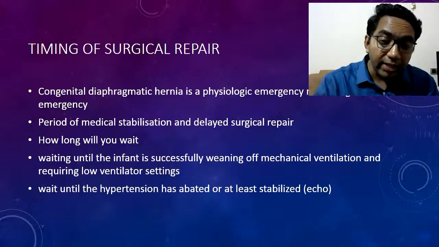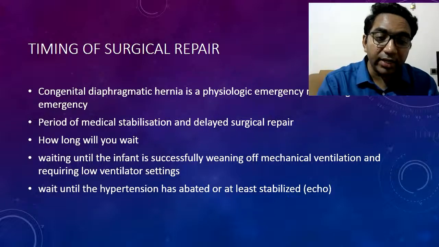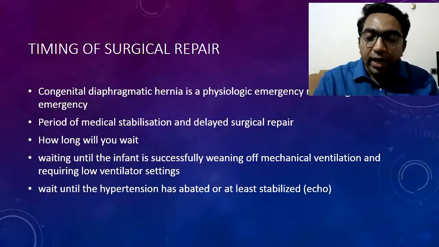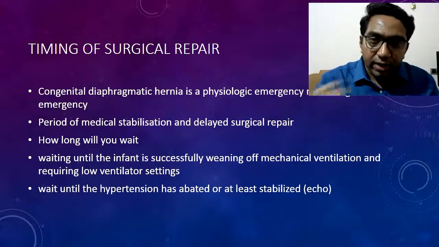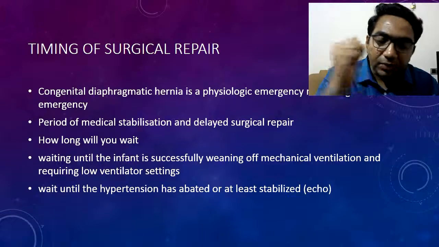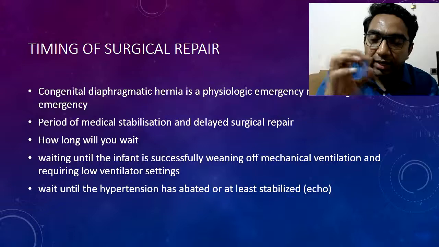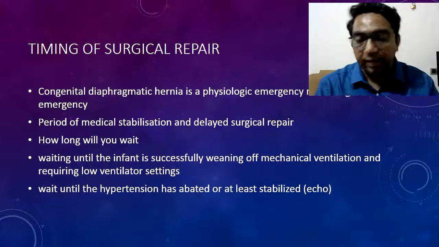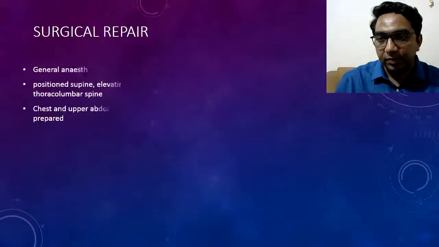Or another option is to wait until the pulmonary hypertension can be abated or at least stabilized. This we can identify using echocardiography, looking for the pulmonary artery caliber and the thickness and cross-sectional area of the pulmonary artery. Now coming to the surgical repair, what are the surgical options?